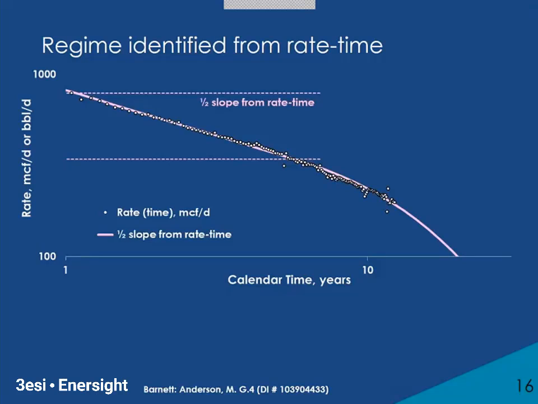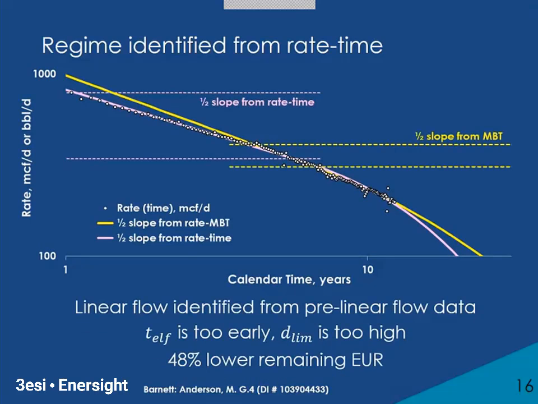And let's now compare. This is the same example. Now let's compare the window that we had before. And you can see how different our linear flow window is on one chart versus the other. The impact of that is that we're picking the end of linear flow too early when we use rate time. And because it's too early, our limiting decline is too high, so we're switching to an exponential, or low b value, too soon.